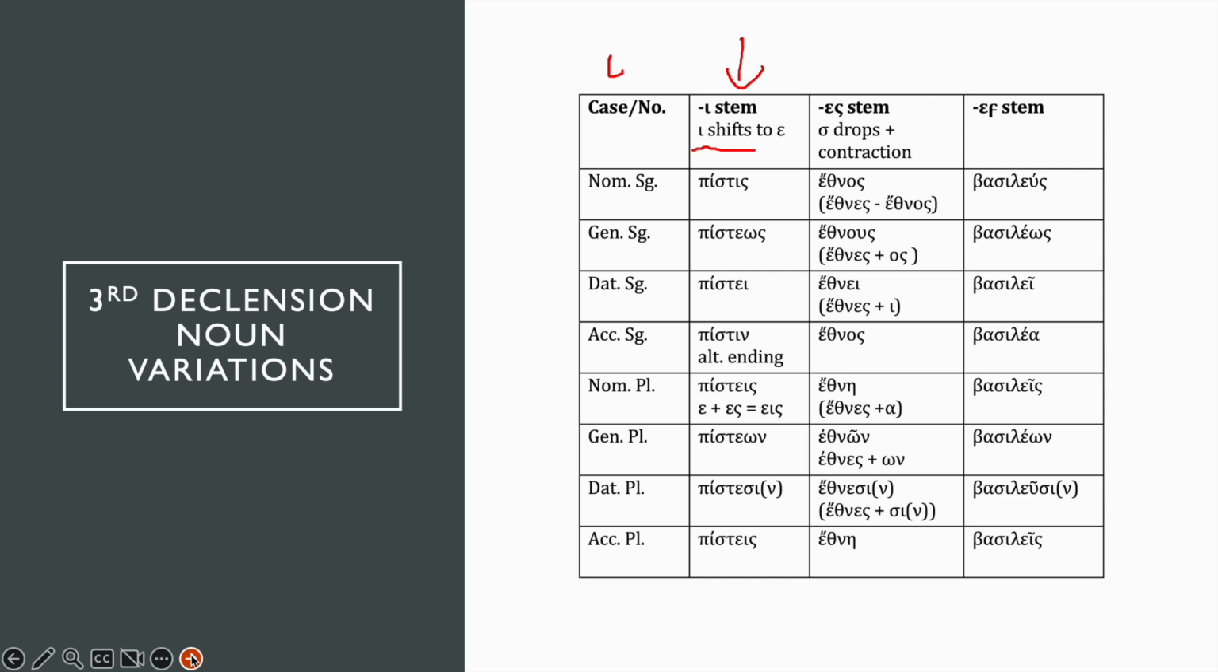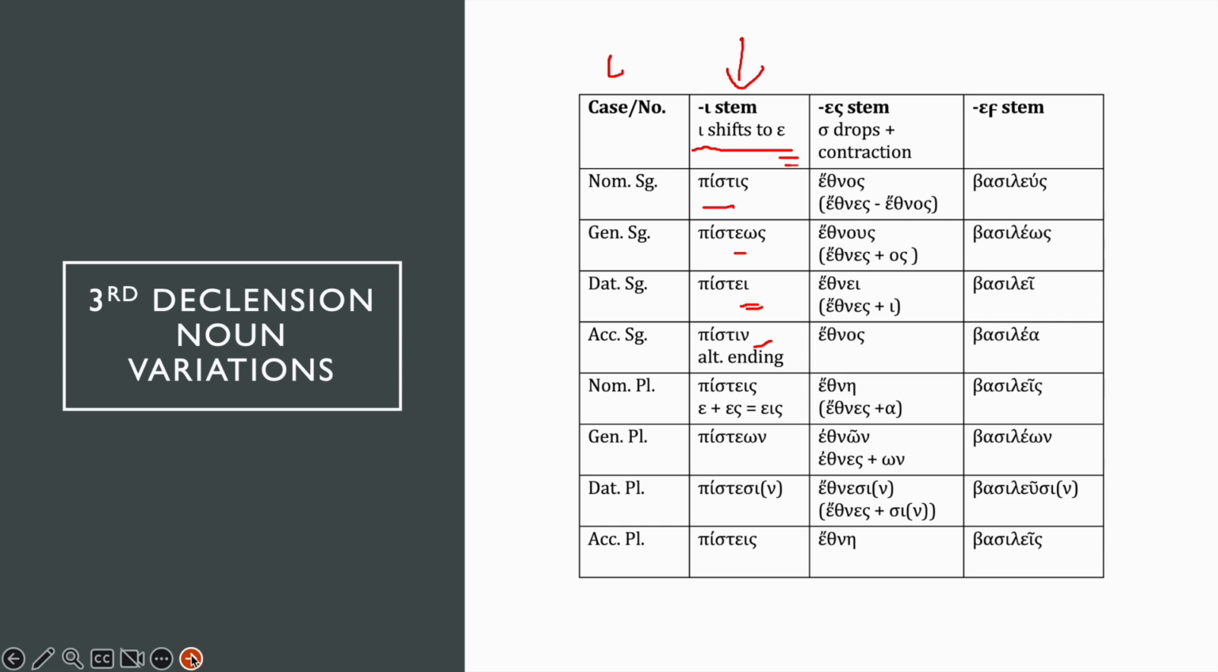And the dative singular is simply epsilon plus an iota with the dative on the end. And the accusative singular is simply an alternative ending, like what we saw before with charis. It's pistin. Another indication that we see a subtle shift to first declension forms in feminine nouns from third declension.